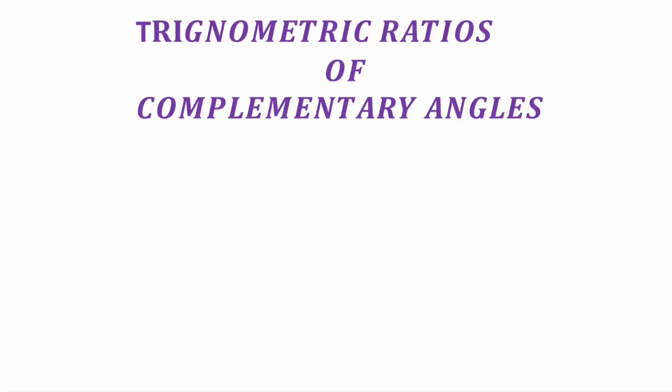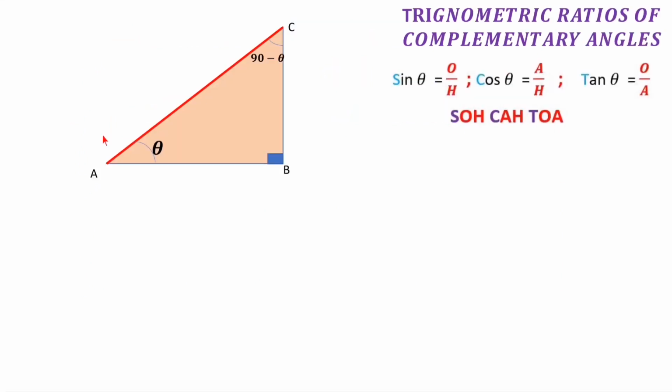Trigonometric ratios of complementary angles. We know that in a right angle triangle, one angle is already 90 degrees, so the sum of the other two angles is 90 degrees. If one angle is 30 degrees, the other angle will be 60 degrees. If one angle is 45 degrees, the other angle will be 45 degrees. So the sum is 90 degrees. Now if we are representing this angle, the opposite side will be BC and adjacent side is AB. And with respect to this angle 90 minus theta, the opposite side is AB and the adjacent side will be BC. And hypotenuse is AC in both the cases.